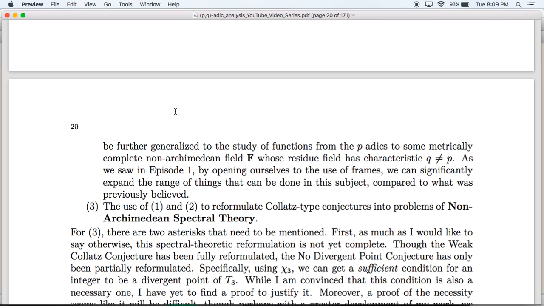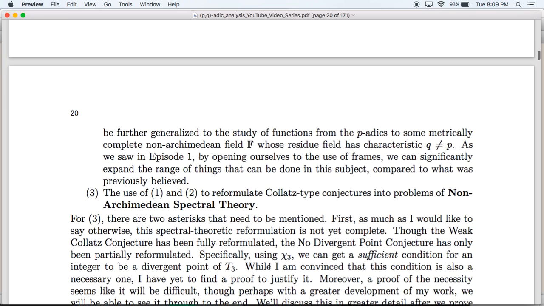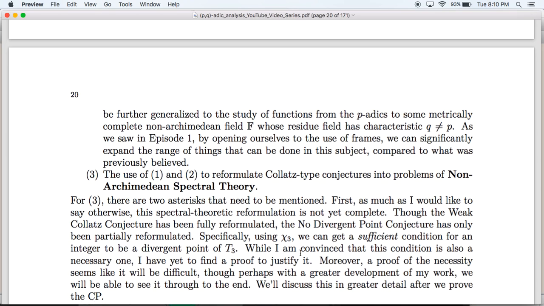I've shown that, here's an example, with chi3, the Numen of T3, I've shown that chi3 produces a sufficient condition for an integer to be a divergent point. However, I have not yet been able to prove the converse, that this sufficient condition is also necessary, and that every divergent point is an element of the image of chi3.